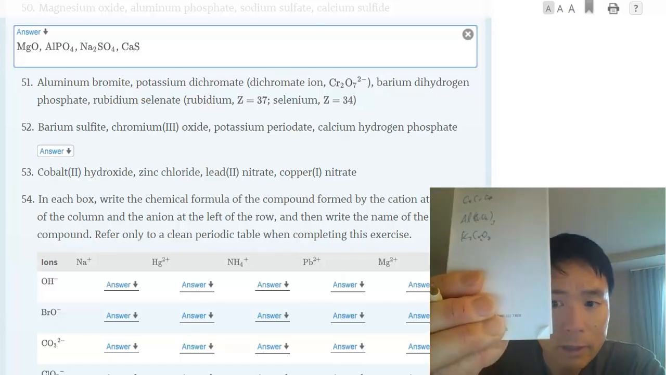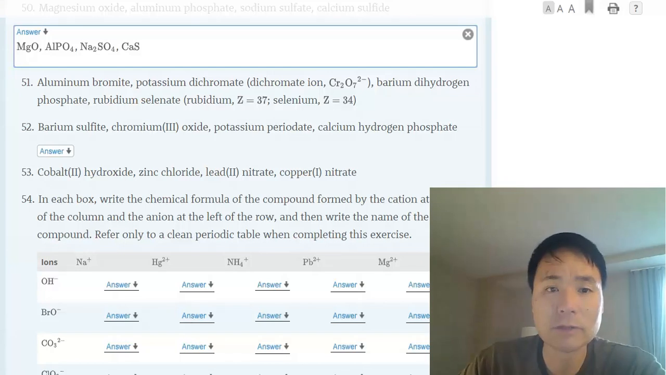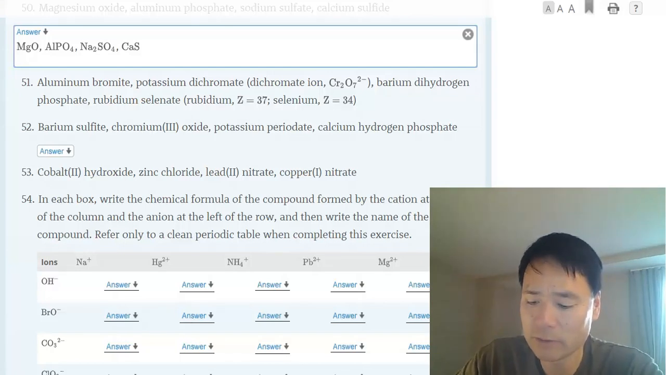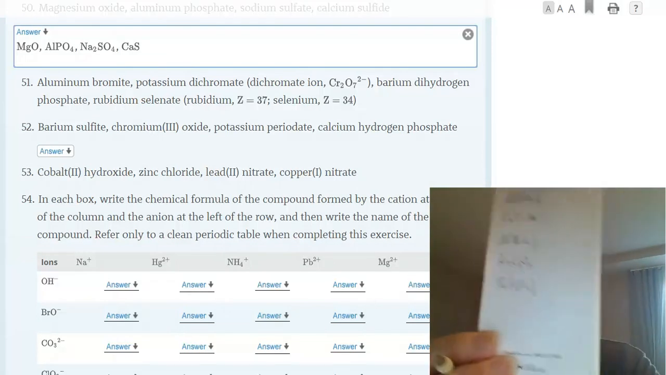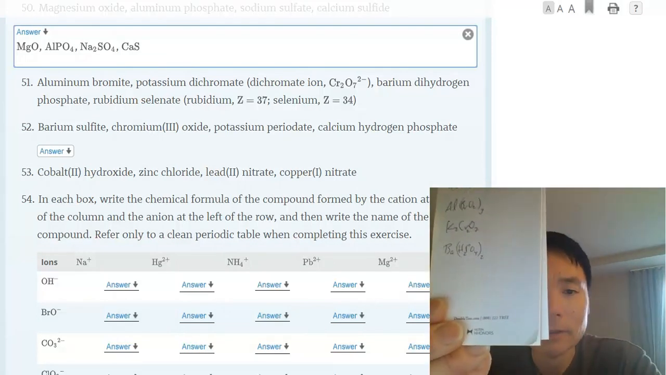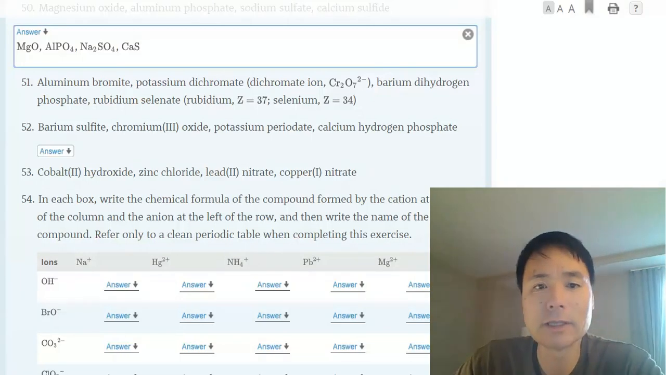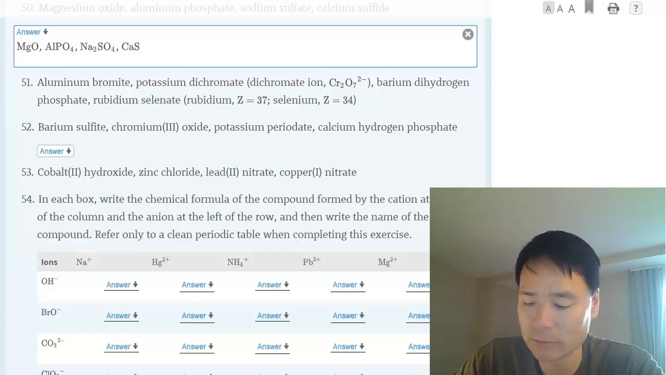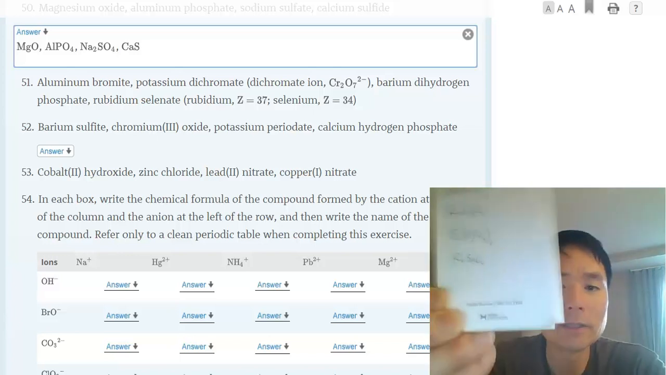Okay, barium dihydrogen phosphate. Okay, dihydrogen phosphate is a 1 minus. So we'll need 2 of these dihydrogen phosphates for every barium, because barium is 2 plus, so it's going to look like this. Rubidium selenate. Okay, selenate, SeO4, so 4 oxygens, and the charge would be 2 minus. So rubidium is a plus 1, so we need 2 rubidiums for every selenate. Rb2SeO4.